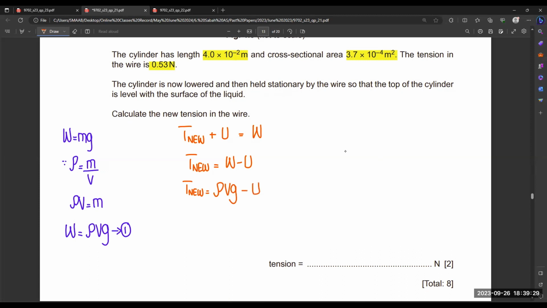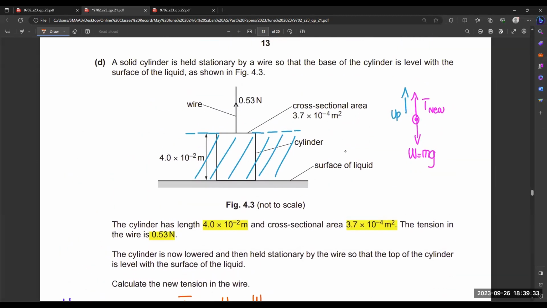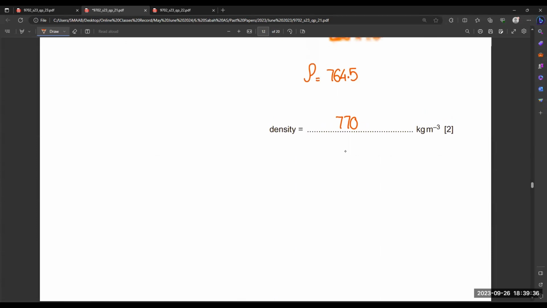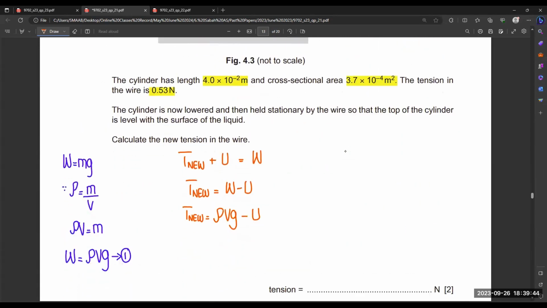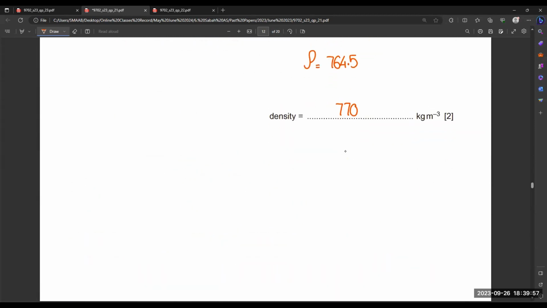So what we get to do is, you're going to get 0.11 from the other one, and then the tension is going to be 0.53. Okay, so for the weight density, 770, right? Yes, 760. We rounded it off to 770, or 765. We can just round it to 770, to be honest, because that's better.